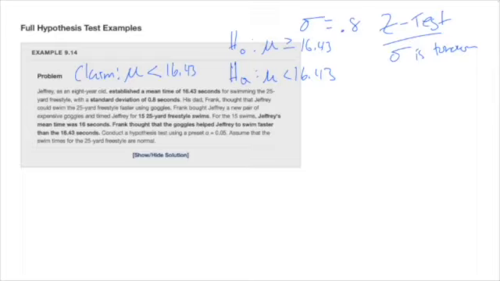Some other information given to us. The sample size was 15 with a sample mean of 16 seconds. So that's with the goggles. He did 15 25-yard swims with a mean time of 16 seconds. That's all the information we need in order to do this in our graphing calculator.